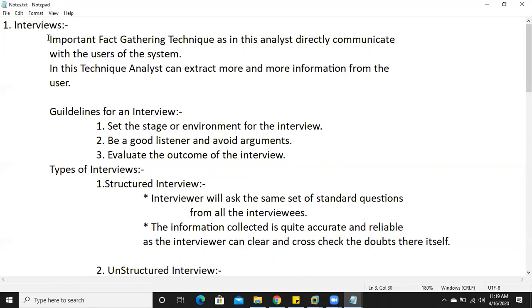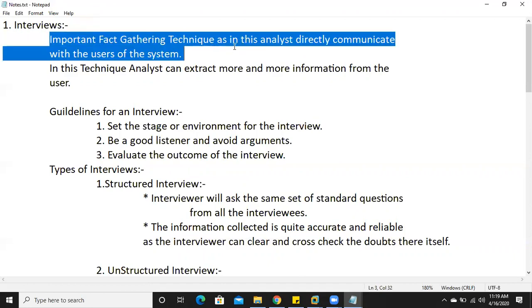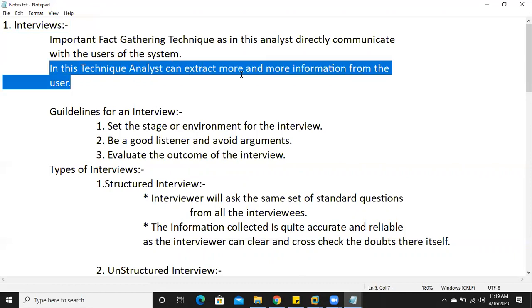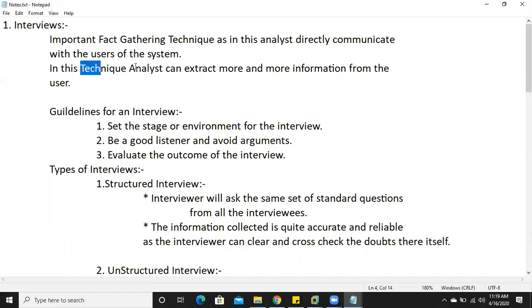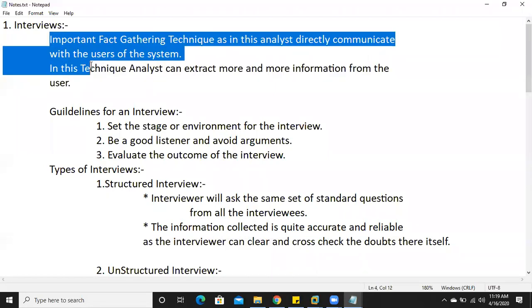As it is a very important fact gathering technique, analysts directly communicate with the users of the system. In this technique, analysts can extract more and more information from the user. How? Because analysts have face-to-face discussion with the users of the system, so that they can know the views of those users on our current system. So this is all about the description of the interview.